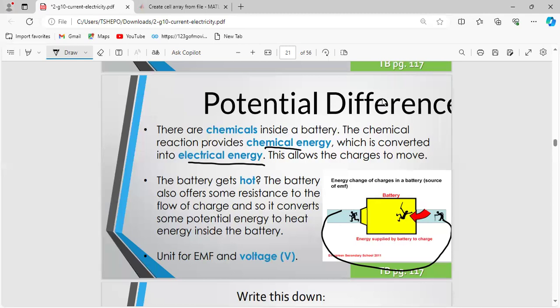And you have to understand that the battery of your phone has resistance inside of it. So some of the potential energy inside the battery will be converted into heat energy. That's why you feel that your phone is overheating, it's feeling hot. It's because of your battery. Okay, so that's what a battery does. The unit for EMF and voltage is V, which are called the volts.